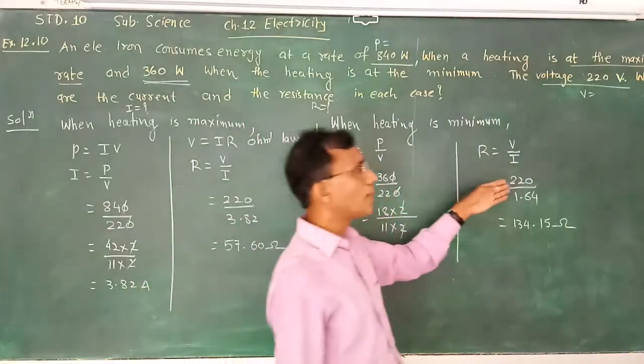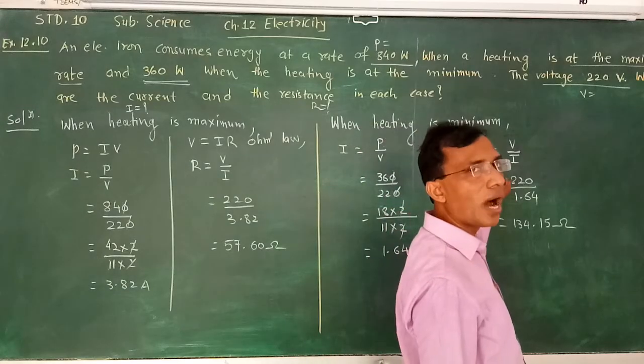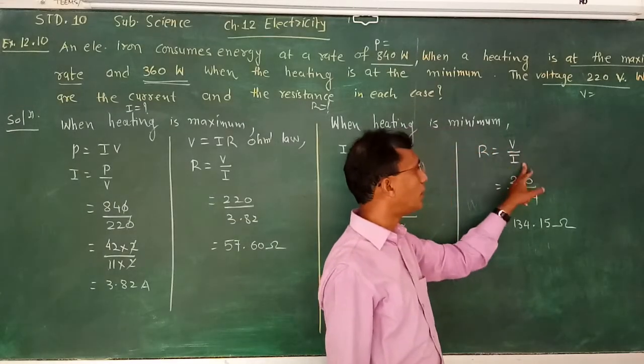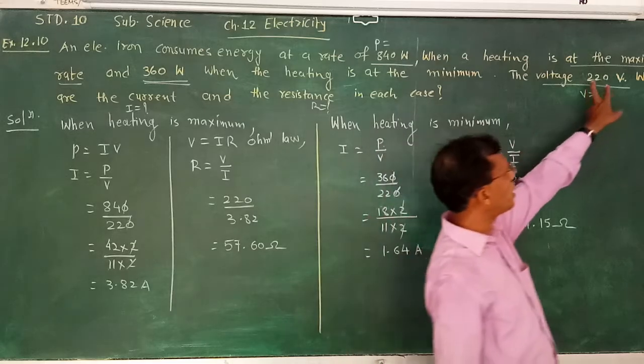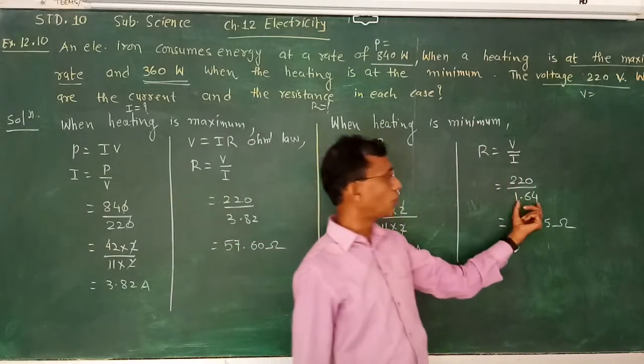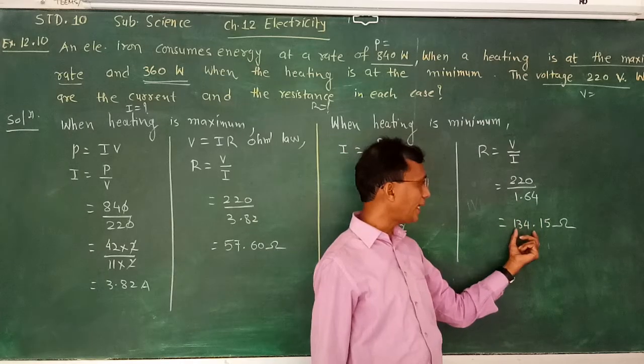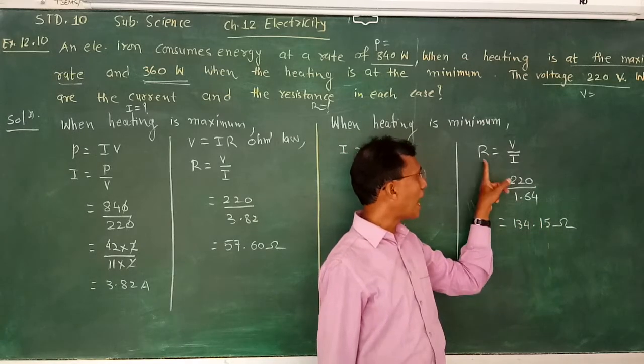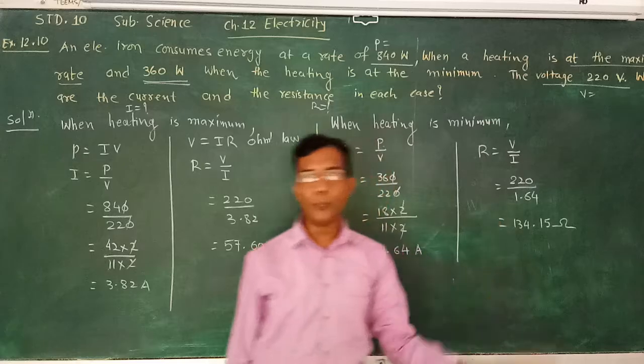And similarly, applying Ohm's law, V = IR, so R is equal to V upon I. V is equal to 220 upon the current, that is 1.64, and simplify it, we should obtain 134.50. Resistance is measured in ohm.